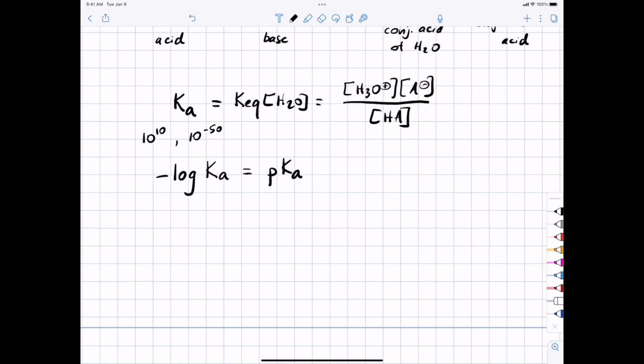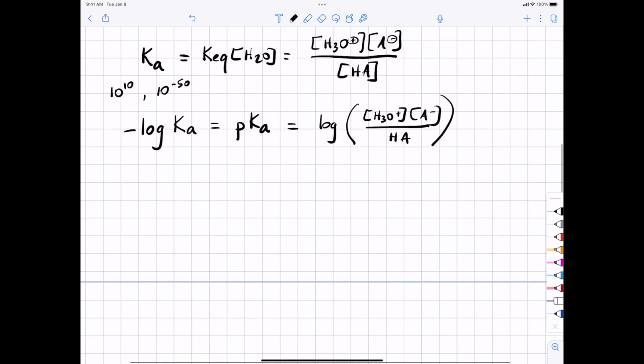I just learned this week that P stands for power. I never knew that. So power of 10 logarithm or something, I don't know. pKa equals the negative logarithm of this expression, H3O plus times A minus over HA. And we can further, let's see, I want to make sure I do this right.